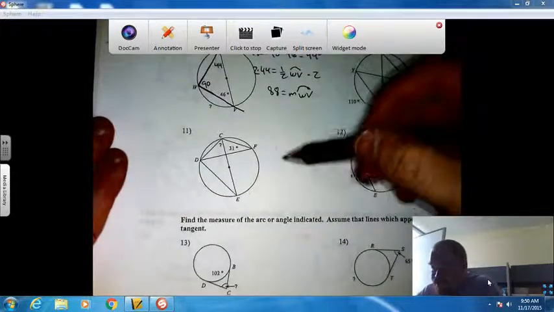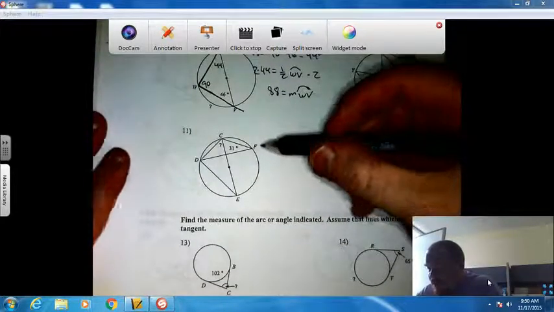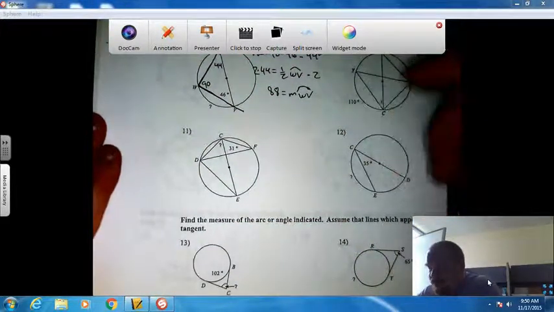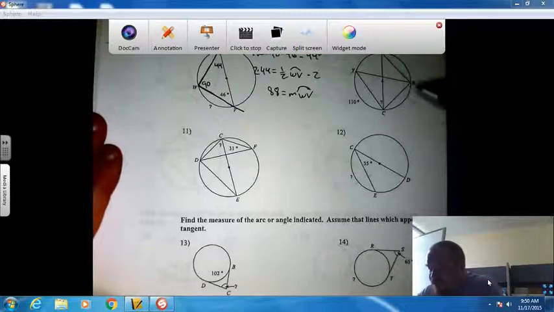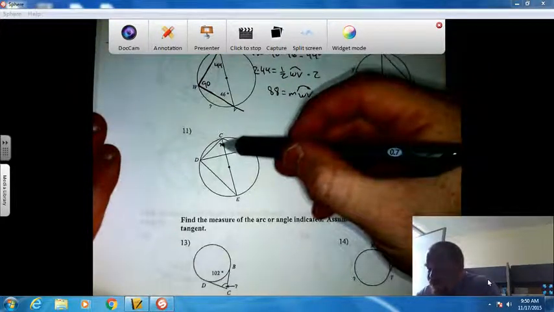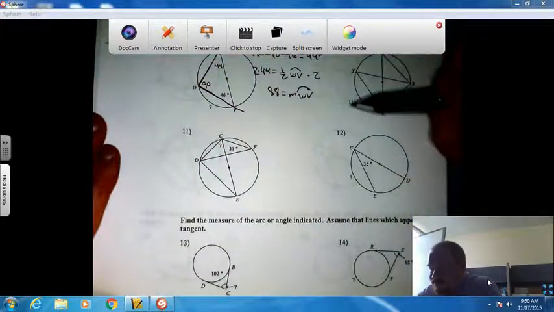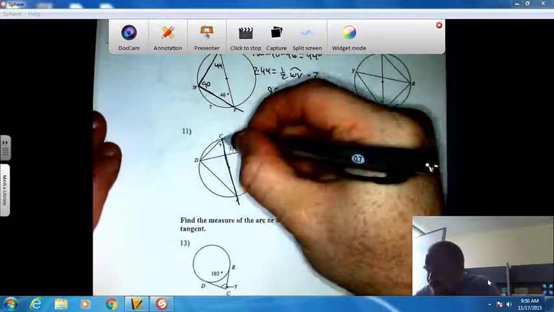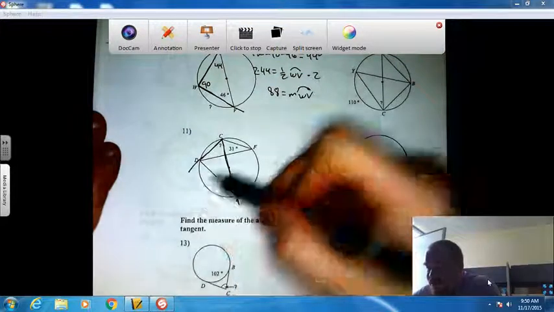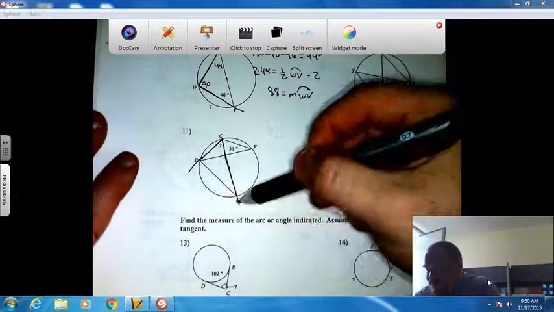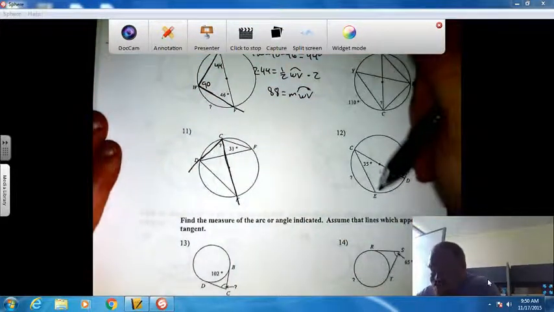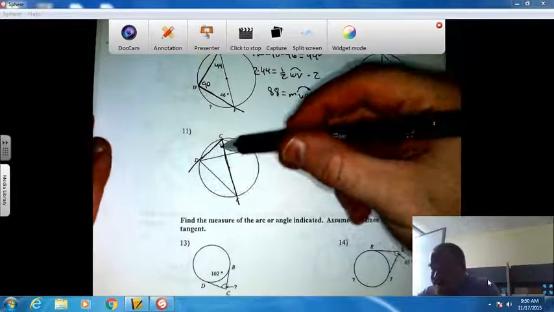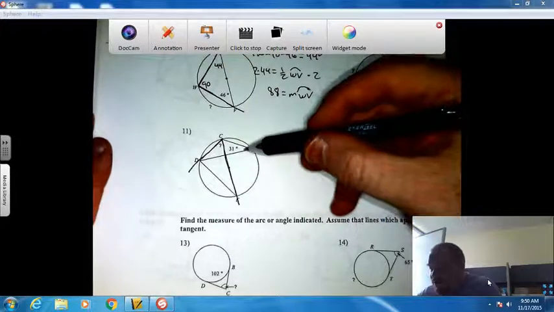In number 11, I have a whole bunch of stuff going on in this picture. So I start working with what I do know. I know they want this angle right here. And I know that this angle opens up to this arc over here. Okay, so that's a start. So now I know what I need to know to find this. So now I'm going to use what they do tell me.